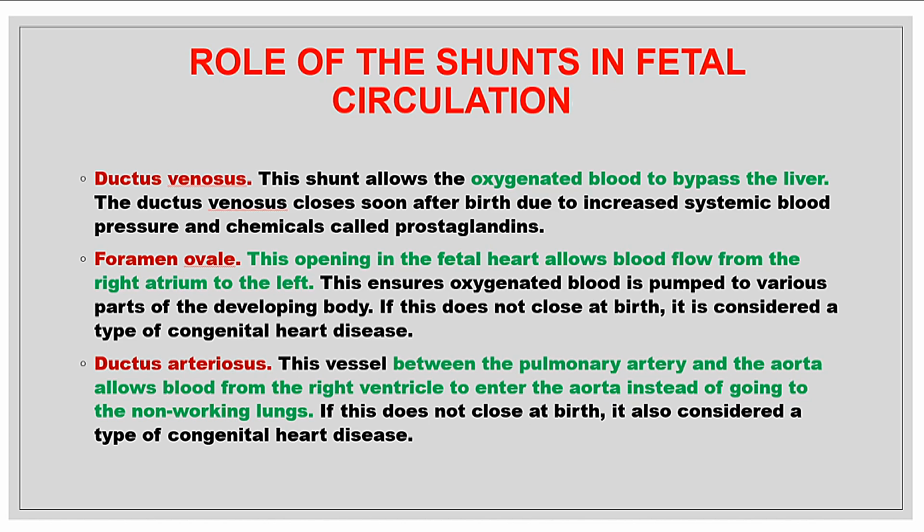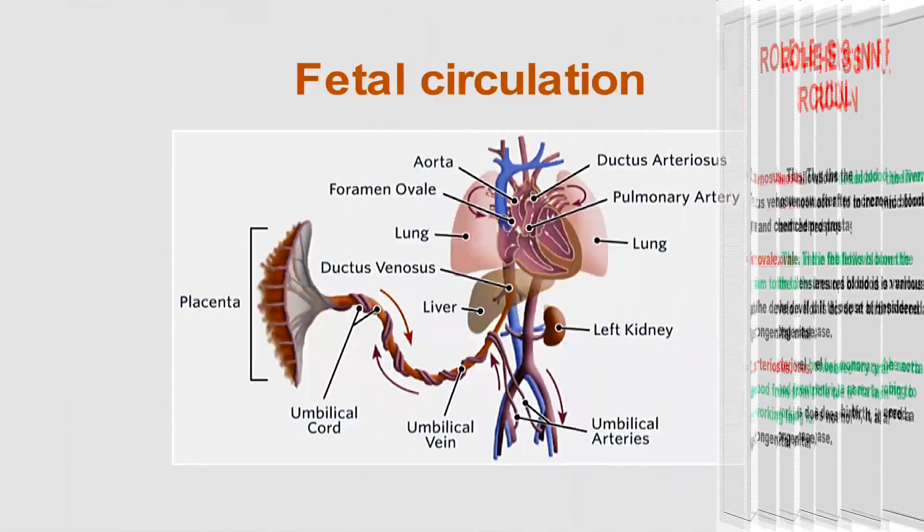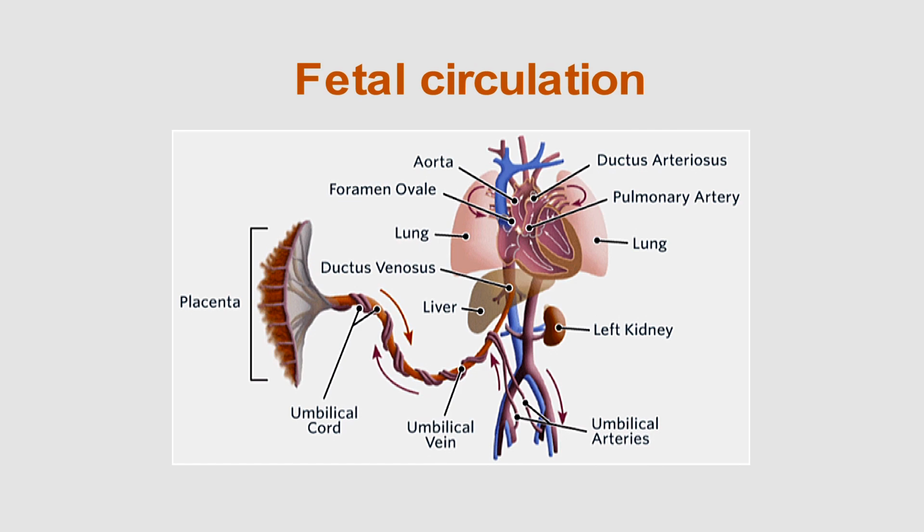The third one is the ductus arteriosus. This vessel between the pulmonary artery and the aorta allows blood from the right ventricle to enter the aorta instead of going to the non-working lungs. If this does not close at birth, it is also considered a type of congenital heart disease. Now I will explain the steps of fetal circulation. Fetal circulation uses the same blood vessels and heart chambers to fulfill its very different functions. This is achieved by shunting the blood through various openings and passages that close after birth.